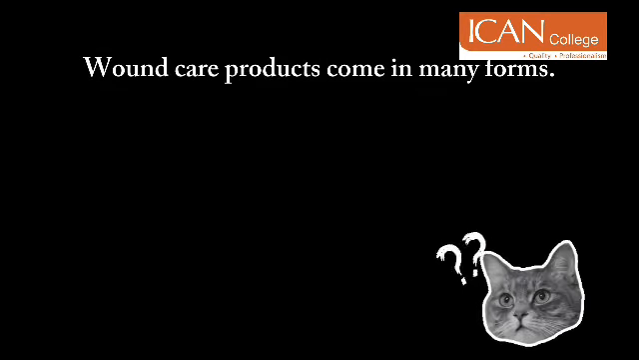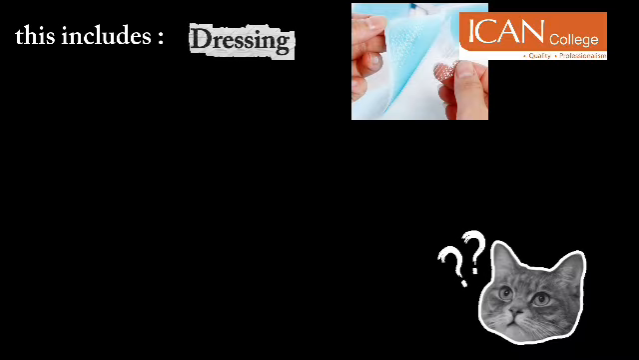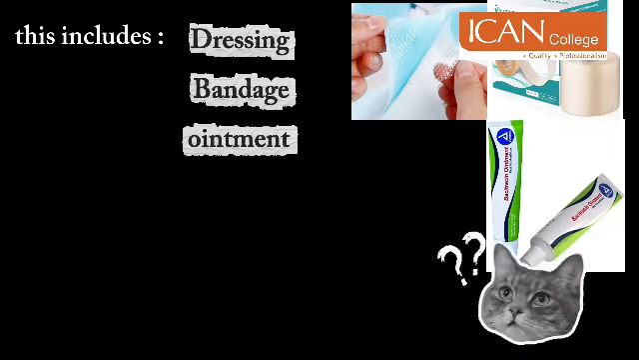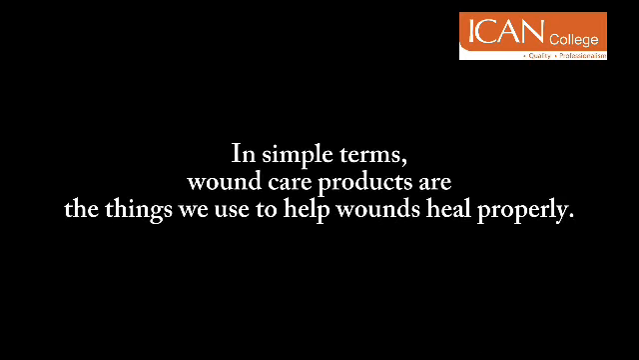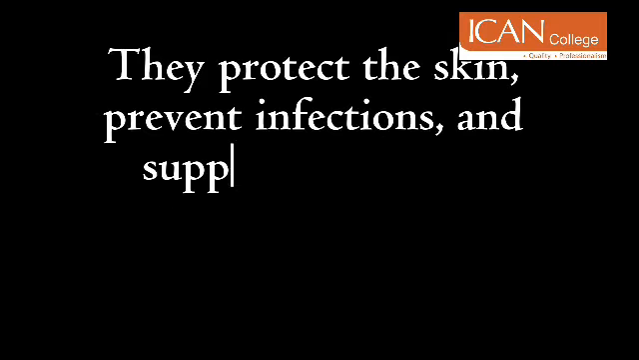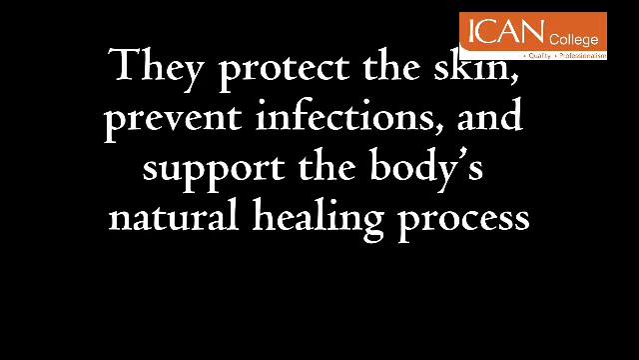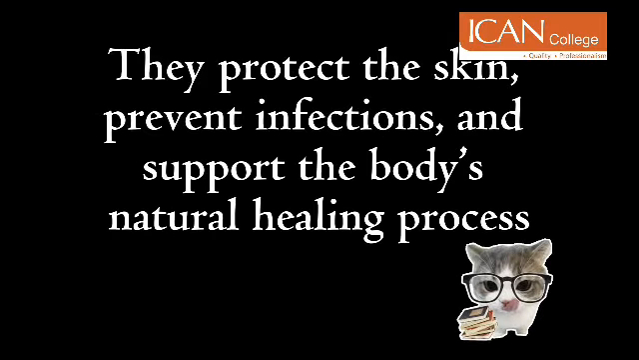Wound care products come in many forms. These include dressings, bandages, ointments, antiseptics, and even advanced healing materials. In simple terms, wound care products are things we use to help wounds heal properly. They protect the skin, prevent infection, and support the body's natural healing process.